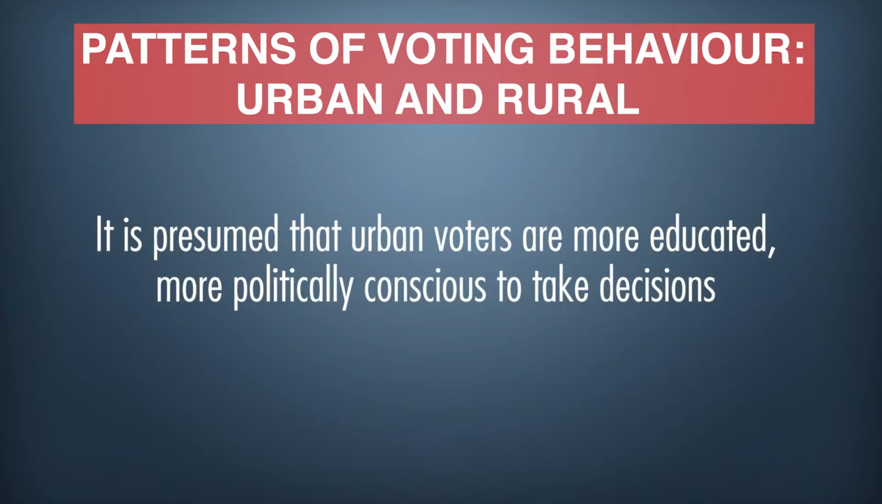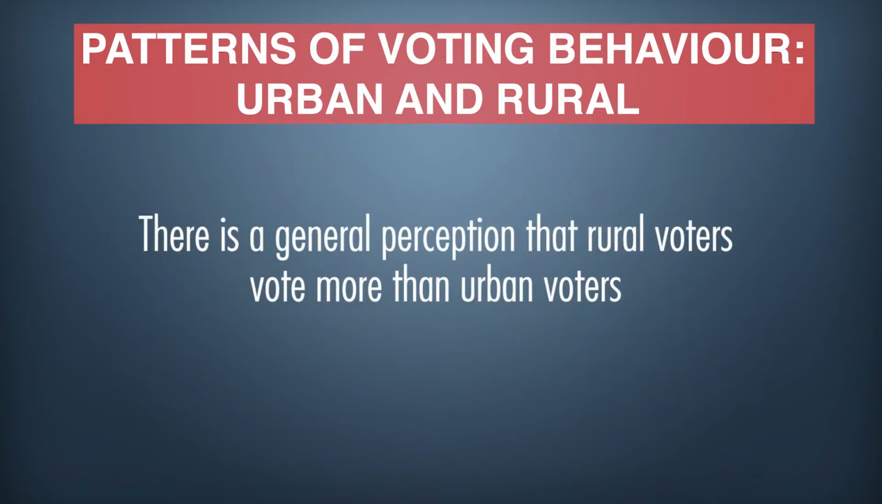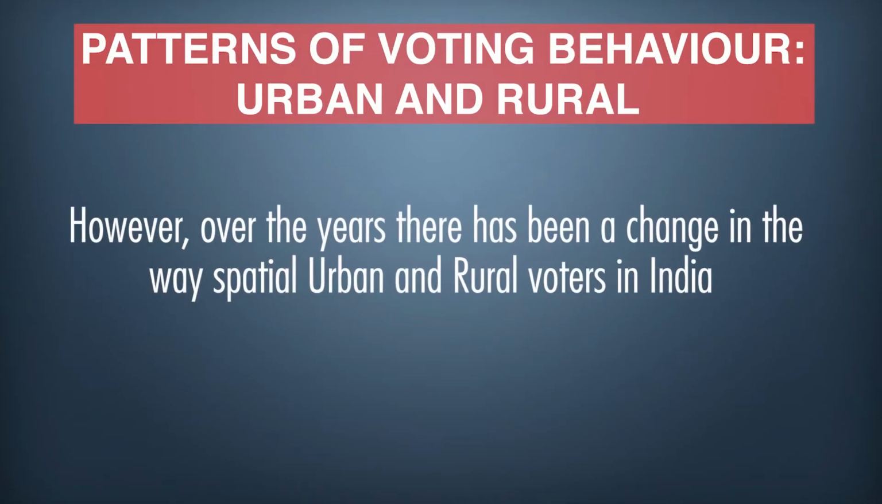It is presumed that urban voters are more educated and politically more conscious to take correct decisions. There is a general perception that rural voters vote more for candidates than urban voters, and rural voters are a choice for major political parties. However, over the years, there has been a change in the way spatial factors have impacted voting behavior and electoral statistics. Now, how do urban voters vote?